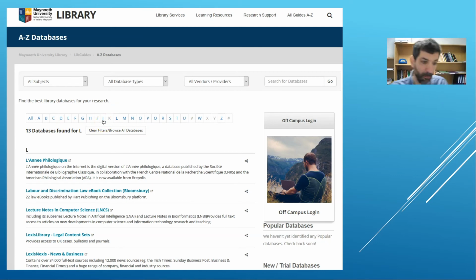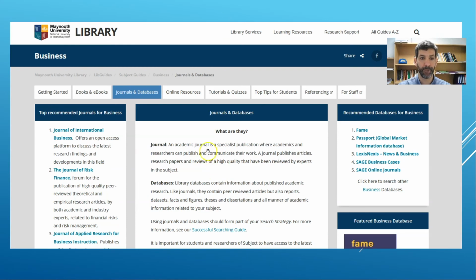And so if you want to do a much more focused search, you would actually use the databases to zero in on a topic. And so there's 13 databases found for L, from l'année philologique and on down. Now the library has subject guides, LibGuides, and I'd recommend you look at those for your own subjects, for your different classes, because they're very interesting. They give you the top recommended journals, and you can search those individually, but it also gives you the top databases for business.